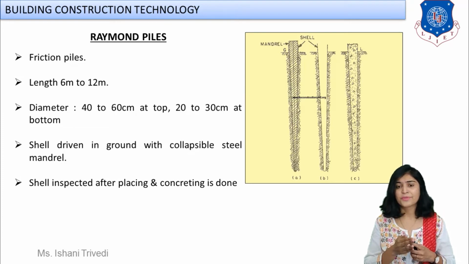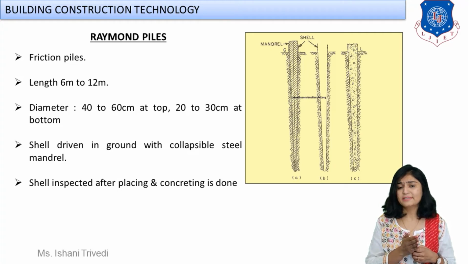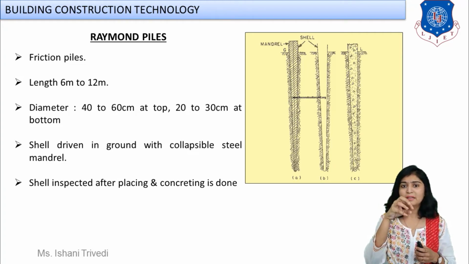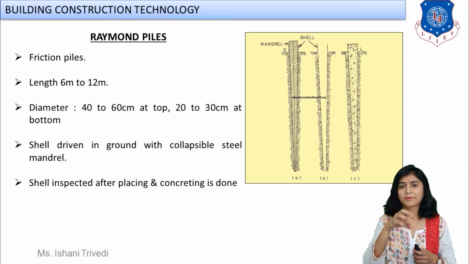So in the first stage, what we can see is that a casing is inserted into the ground. Now this casing will be attached to a core member, shell and mandrel. We will call it shell and mandrel.